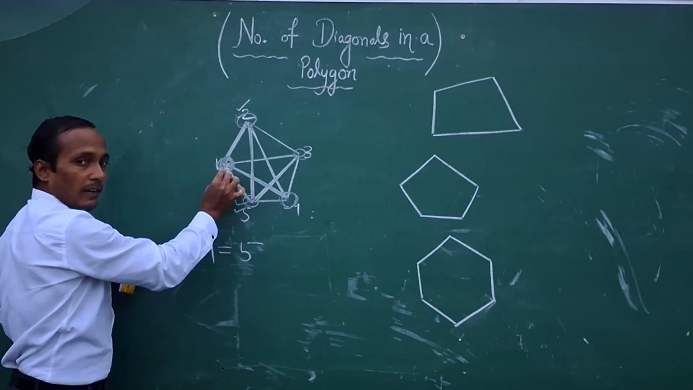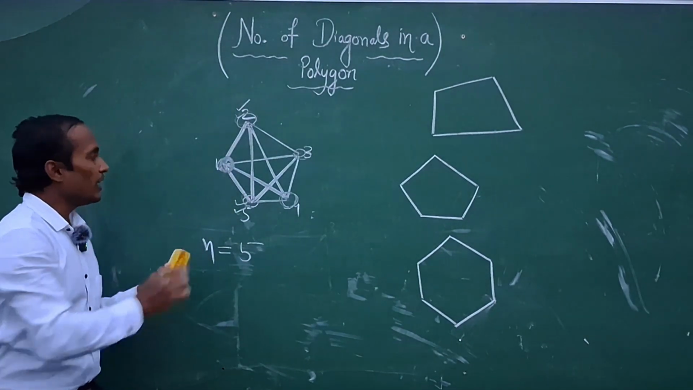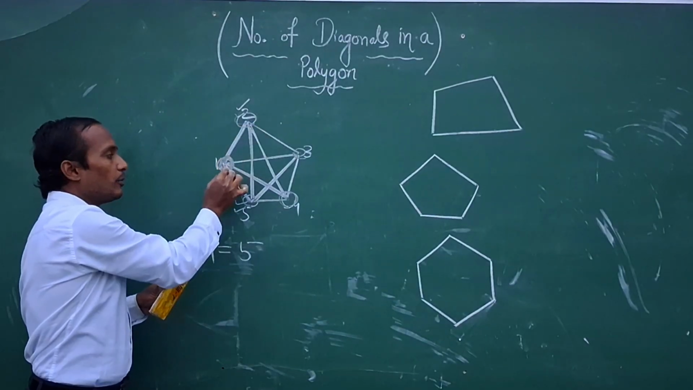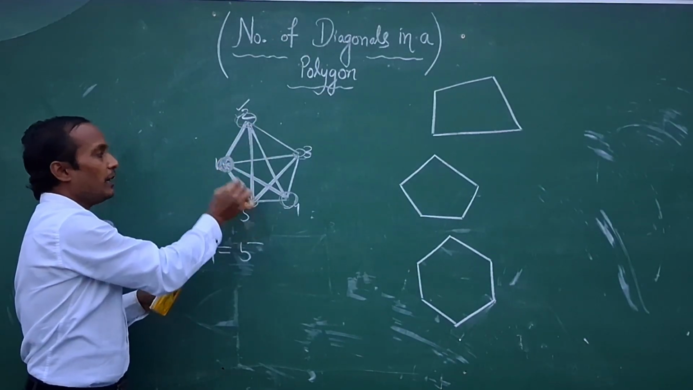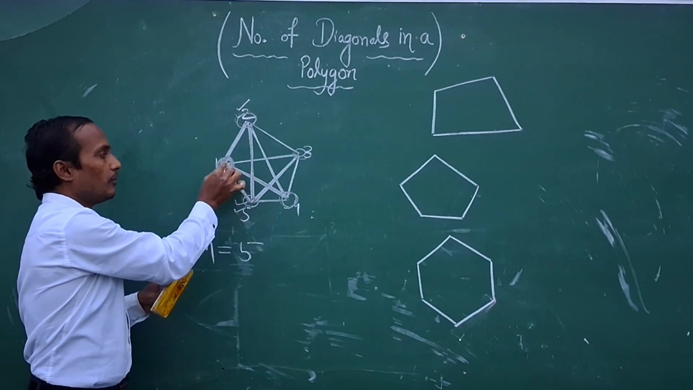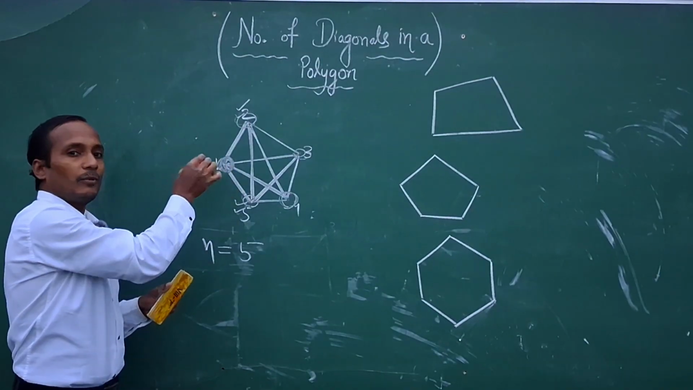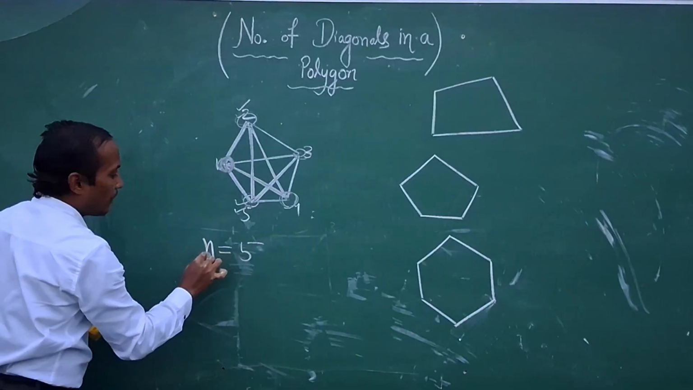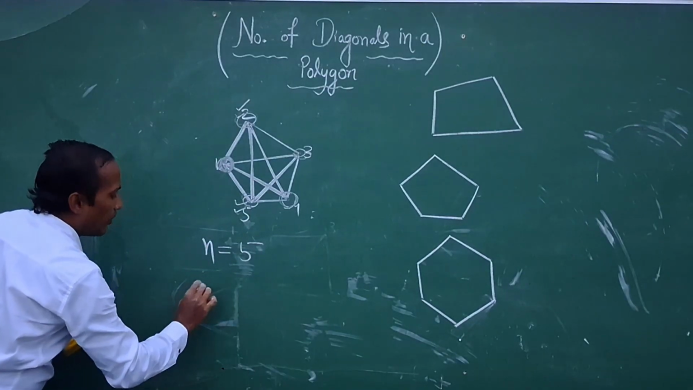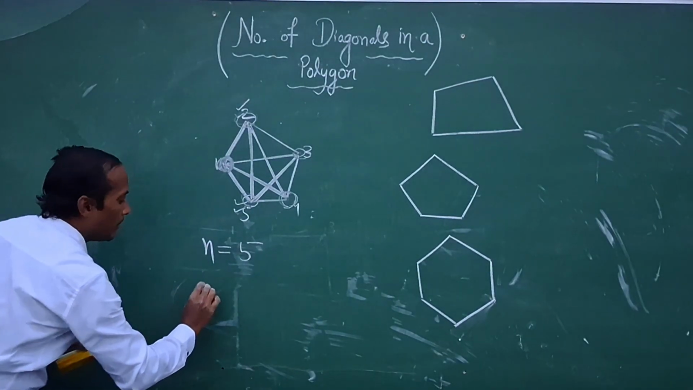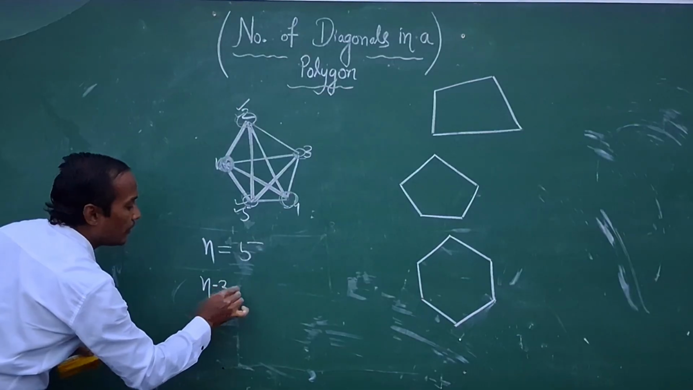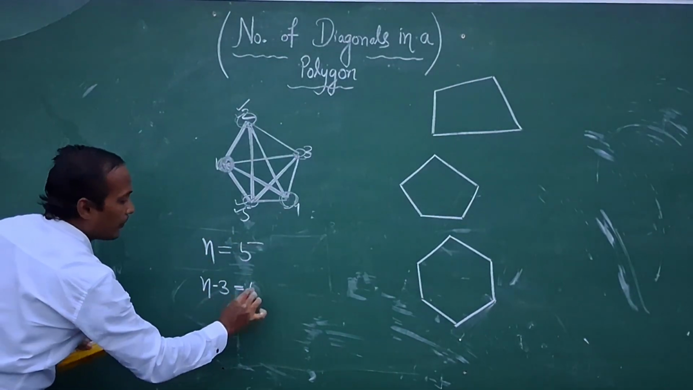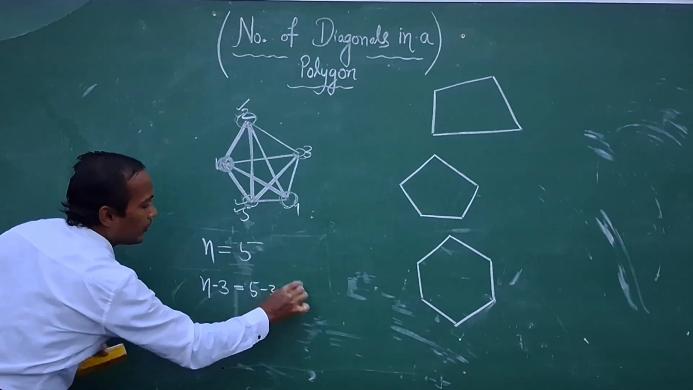Here if you pick vertex number 1 as your vertex, then from vertex 1 you are not able to draw a diagonal to 2, you are not able to draw a diagonal from 1 to 5, and you are not able to draw a diagonal from vertex number 1 to vertex number 1 itself. So you are unable to draw diagonals to 3 vertices. So to how many vertices will you be able to draw diagonals? N minus 3, which means 2 vertices here. Okay, n is 5, minus 3, 2 vertices.